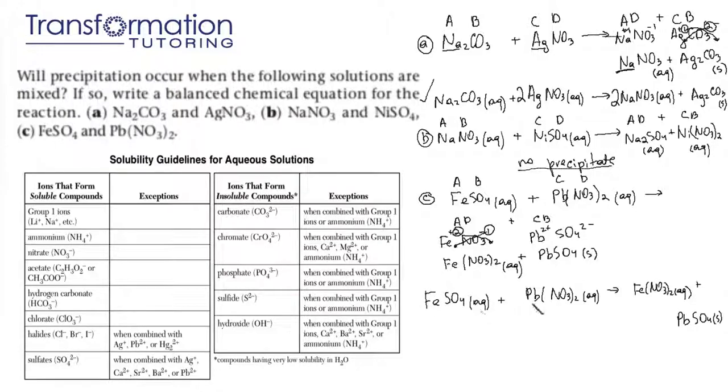1 Fe on the left, 1 Fe on the right. SO4, I have 1 SO4 on the left, 1 SO4 on the right. Next, Pb, I have 1 Pb on left, 1 Pb on the right side. And finally, NO3, I have 2 NO3s on the left and 2 NO3s on the right. It is already balanced. We did not have to put any coefficients in. It is good to go.